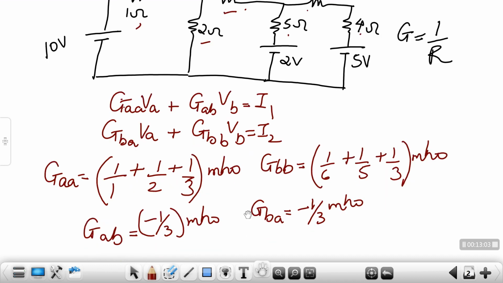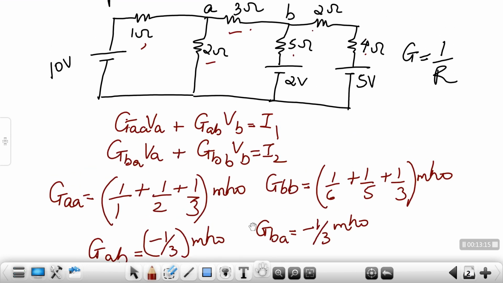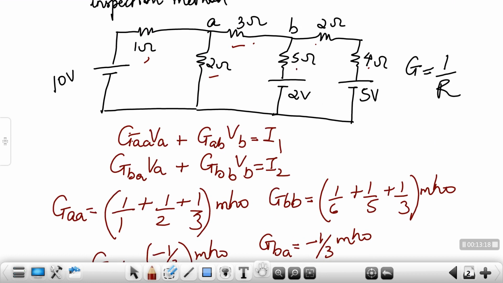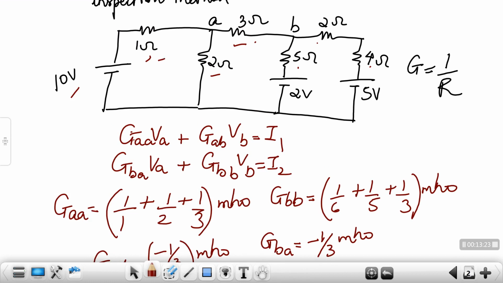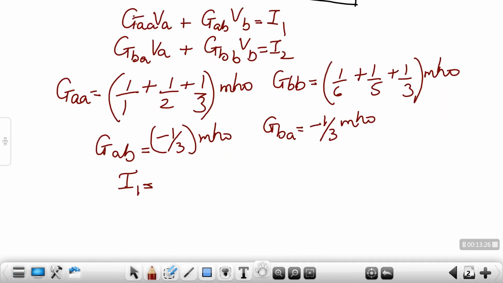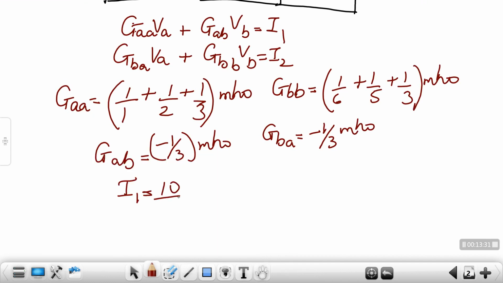So let's find out the currents. What will be the current I1? That will be your voltage upon resistance. So it will be 10 upon 1, that is 10 amperes. That is the source current at node A.